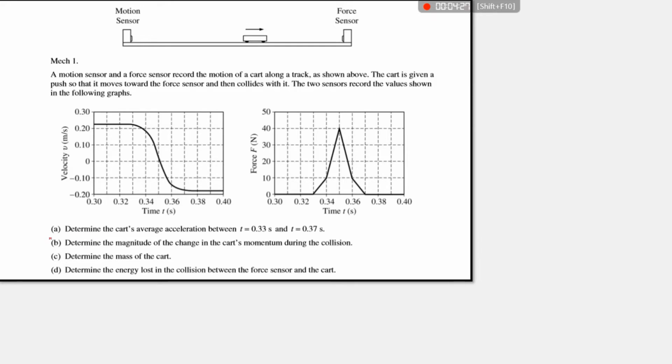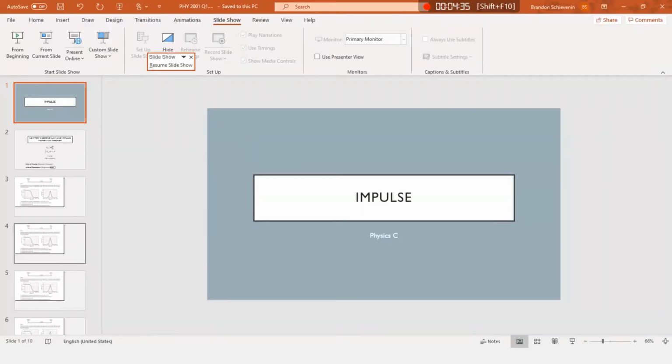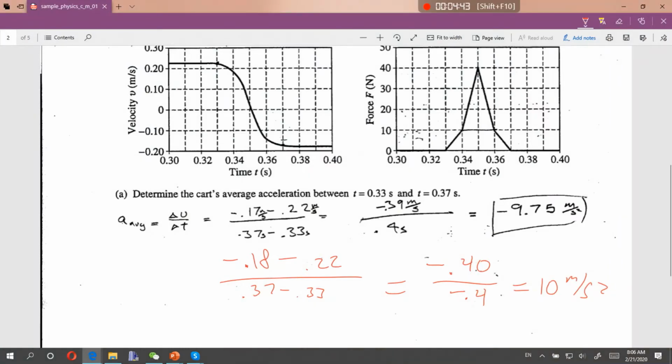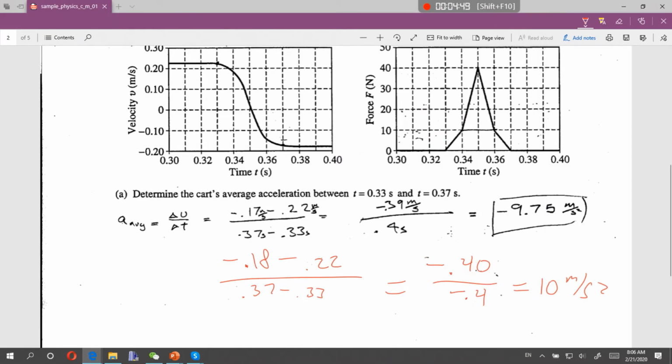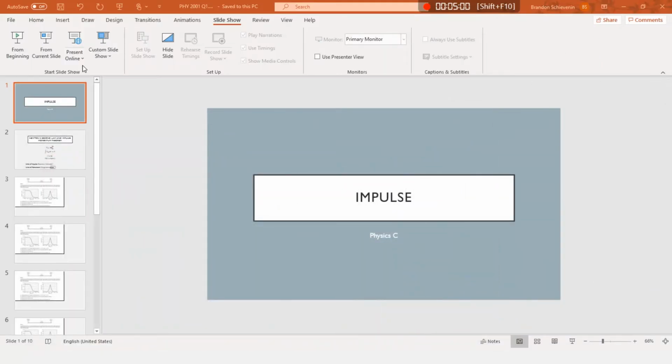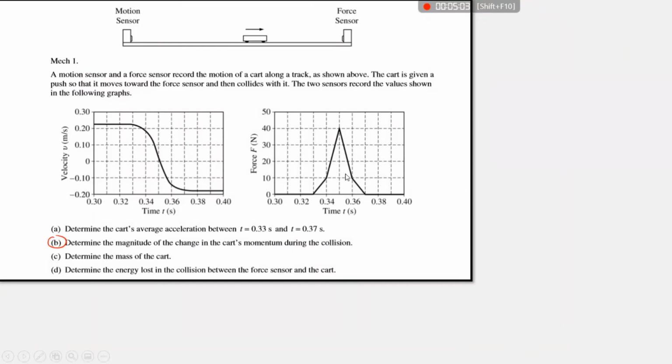Okay, so part B. Determine the magnitude of the change in the cart's momentum during the collision. So that's asking for the impulse, which is the area under the second curve, I believe. Yes. So this is looking for impulse. Not looking at the right one. This is the one we just did. Okay, I'm looking for impulse.